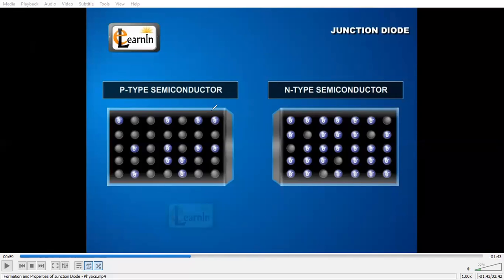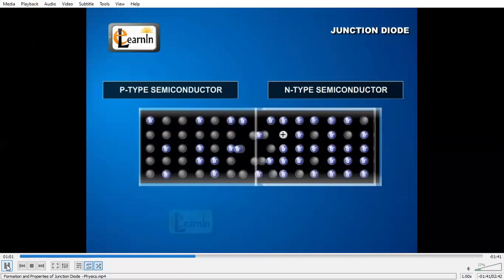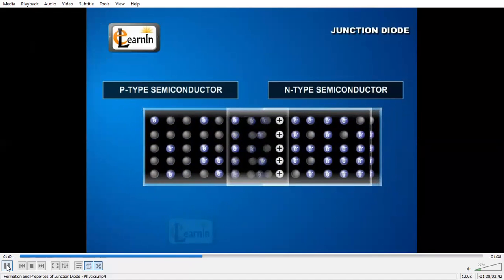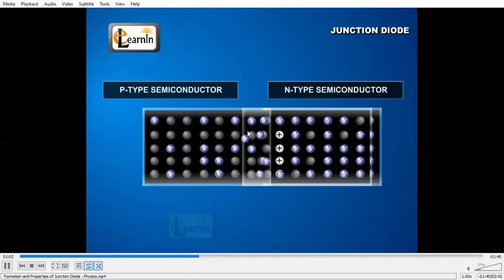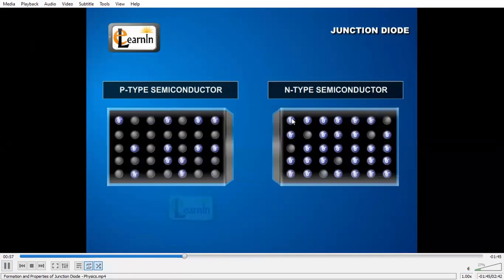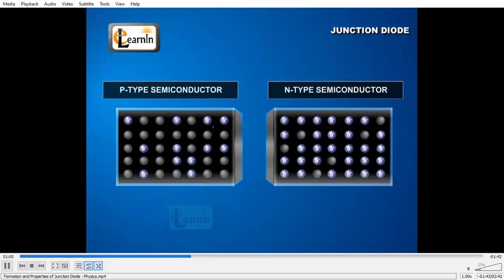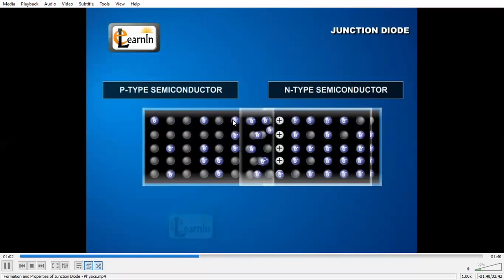Now, let's say you have a p-type semiconductor. Remember, in p-type you have more positive holes, and in n-type you have more free electrons. So this is a p-type and n-type semiconductor. Now let's say you join them. What happens is the electrons at the boundary of the n-type will drift to the p-type. So they will move to the p-type.